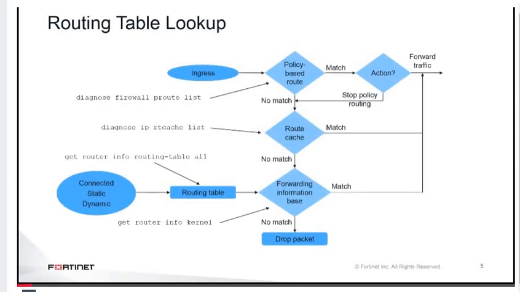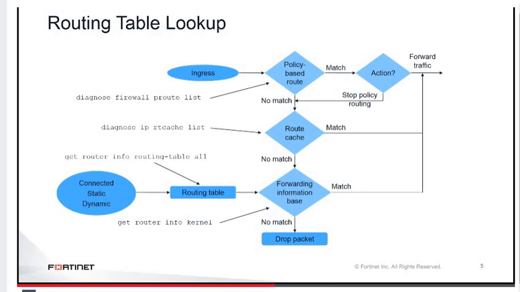How does FortiGate decide routes? FortiGate has multiple routing modules. The diagram shown on this slide illustrates the logic of the routing modules. First, FortiGate searches its policy routes. You can view them using the command diagnose firewall proute list. If there is a match in a policy route and the action is forward traffic, FortiGate routes the packet accordingly. If the action is stop policy routing, FortiGate goes to the next table, which is the route cache. You can view that content using the CLI command diagnose ip rt cache list.